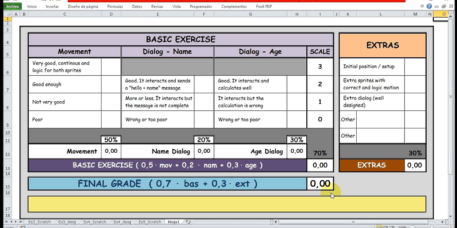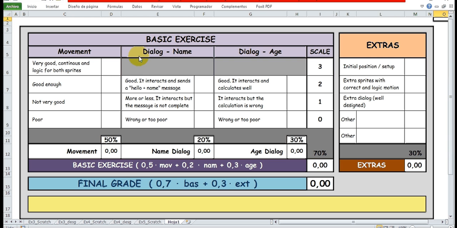Okay? So the basic exercise has 3 parts. The first one, the most difficult one, because it was the first time, it was the movement, to create the sensation of real movement of a sprite. This one was a little bit more difficult, so it has a higher weight, specific weight.